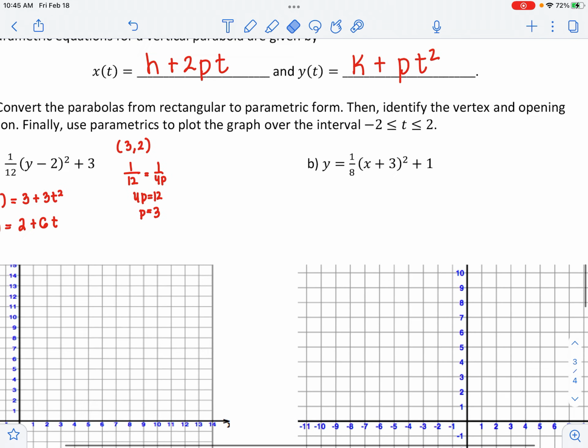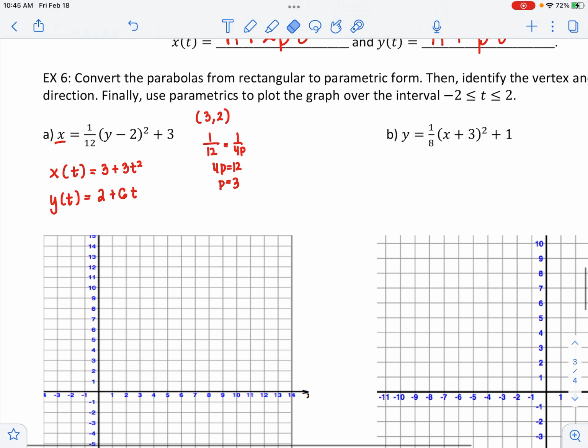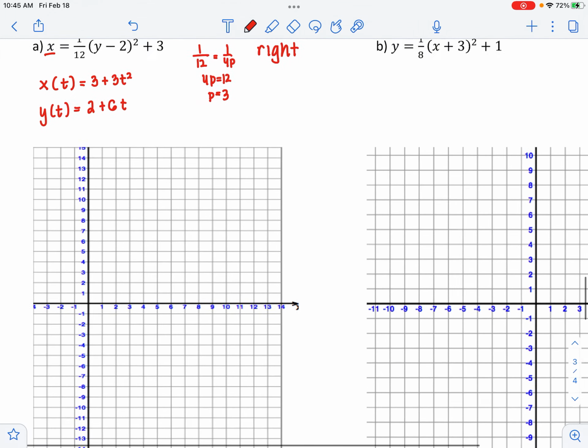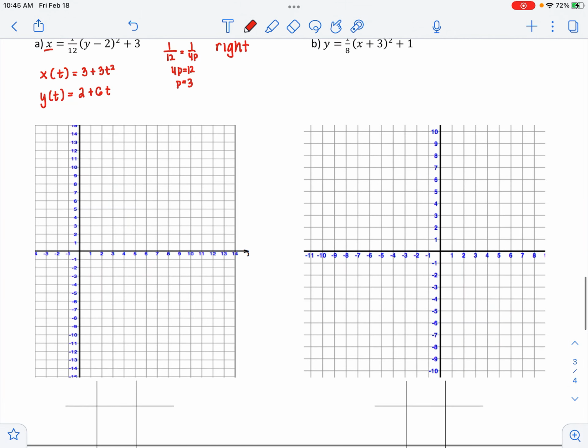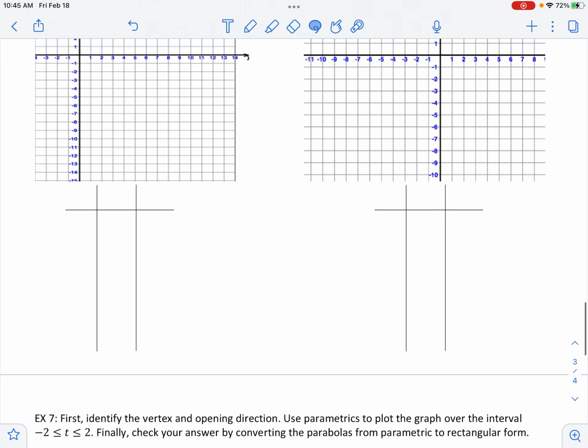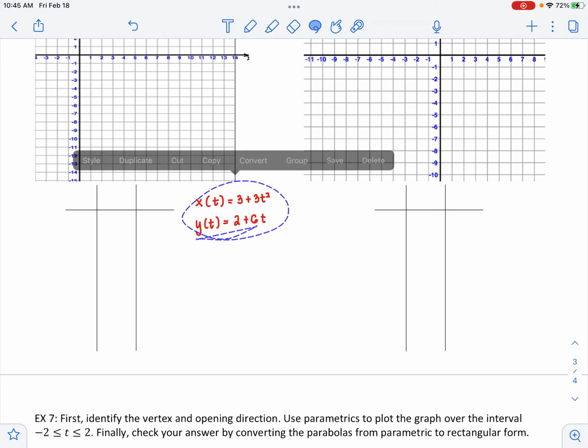It says identify the vertex and the opening direction, and finally use parametrics to plot the graph over -2 to 2. The vertex we already did right here. Done. I have the eraser on. Vertex right there. The opening direction is facing to the right because it's x equals a positive number. Now we're going to graph it using the parametric equation. I'm going to copy this so that it's right in my face and paste it down here.